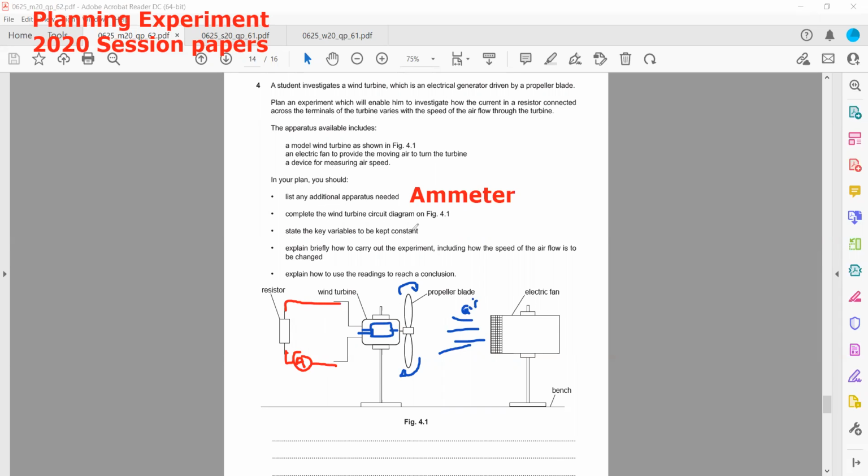Then state key variables that must be kept constant. So we are finding the effect of wind speed, or speed of the air, on the current produced due to this turbine. We have to keep all the other parameters constant. So what other key variables can we keep constant here? So the distance, number one, for example, the distance between the fan and the turbine should be constant.